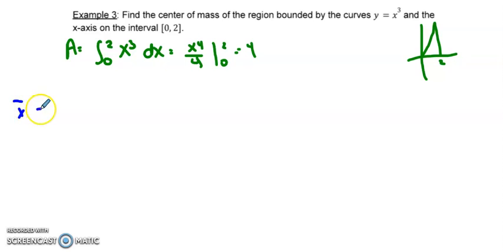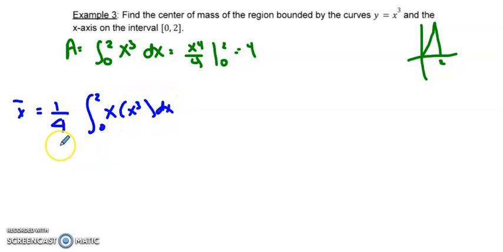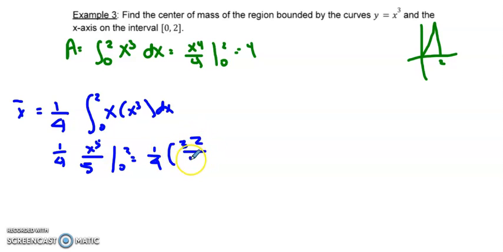So now let's move on to find x bar, which will be 1 over the area times the integral of x times f of x, so x times x cubed. So that's 1/4, and then x to the 4th here will integrate to x to the 5th over 5 from 0 to 2, which gives us 1/4 times 32 over 5. So that's 32 over 20, which is going to narrow down to 8/5. So that is my x bar.